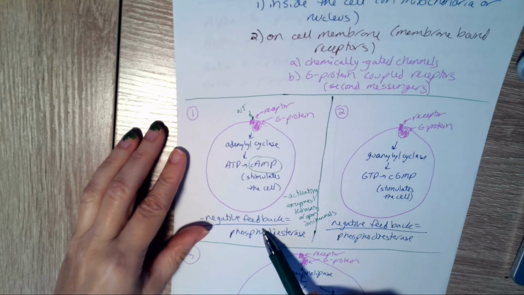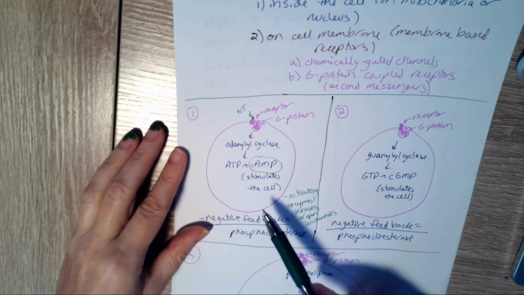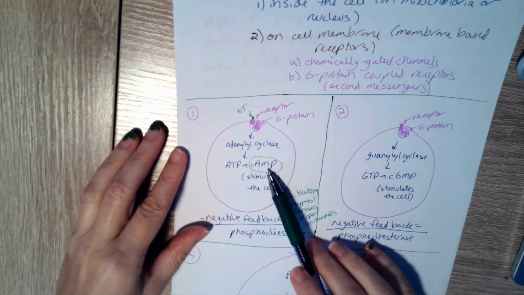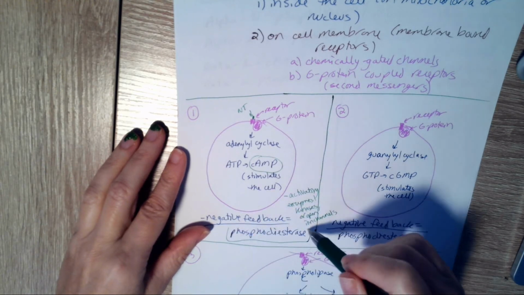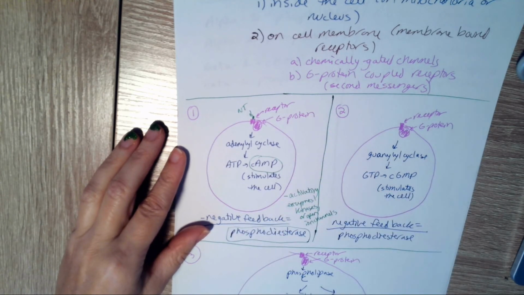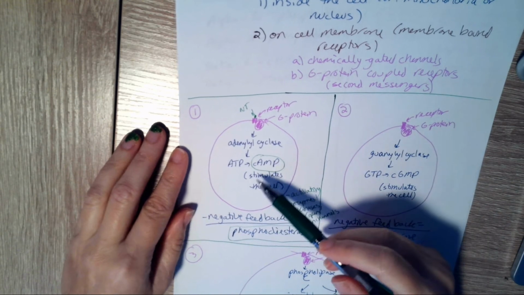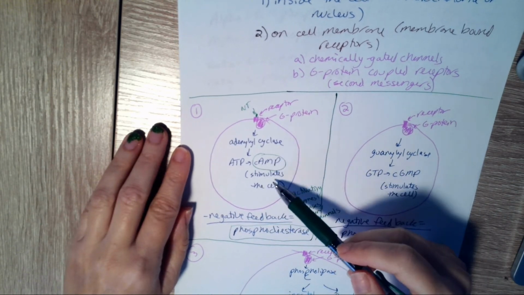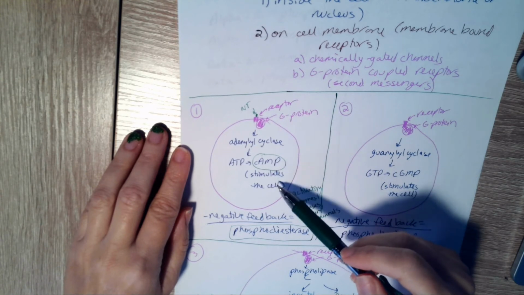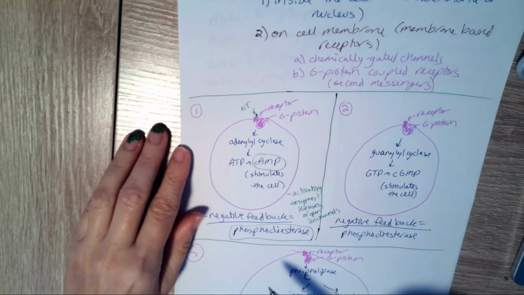Now the negative feedback for this, to stop cAMP, so once you've had the effect of cAMP, you want to stop it, is an enzyme called phosphodiesterase. And phosphodiesterase is found in the cells all the time. Once cAMP does what it needs to do, the phosphodiesterase can break it down so it doesn't just continue to stimulate that cell.